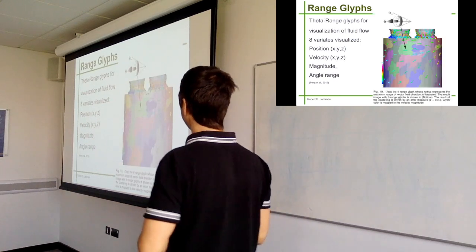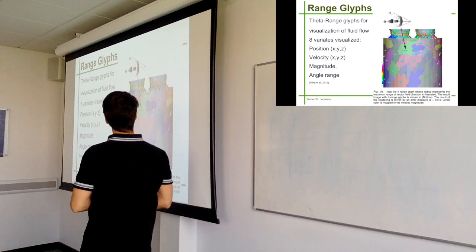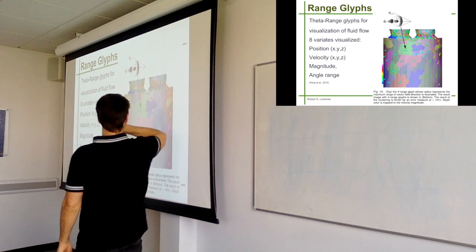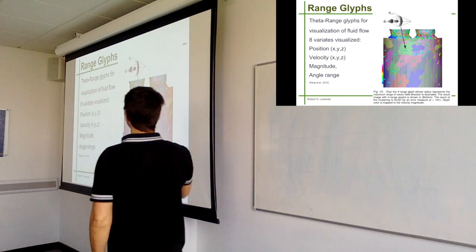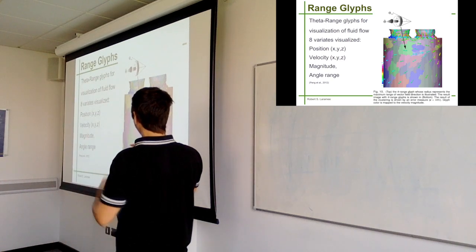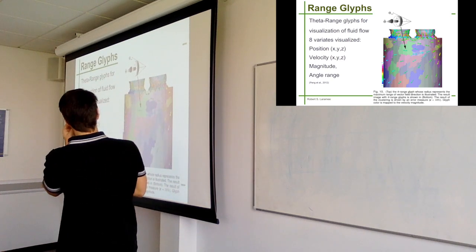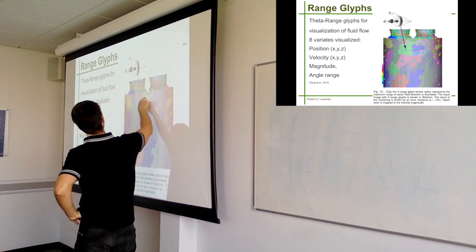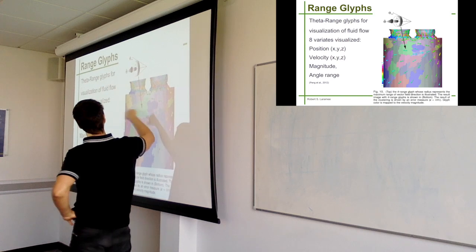Here's another example of a less familiar glyph. This is what the glyph looks like. It's showing a representative vector from a group of vectors. So this is a representative vector of all the vectors inside this cluster.